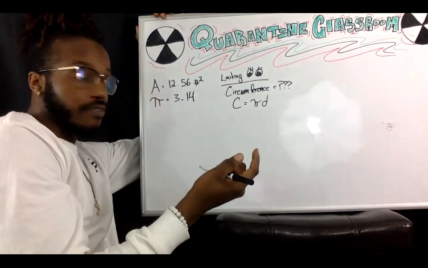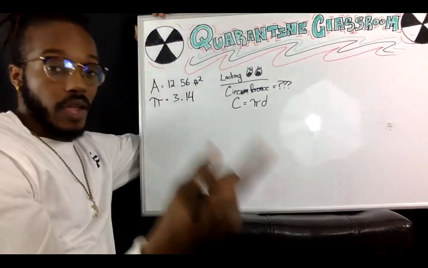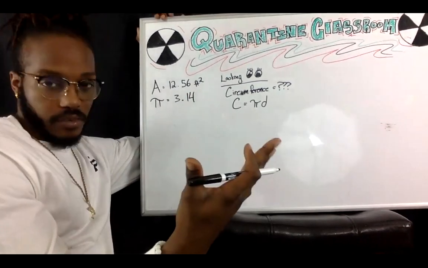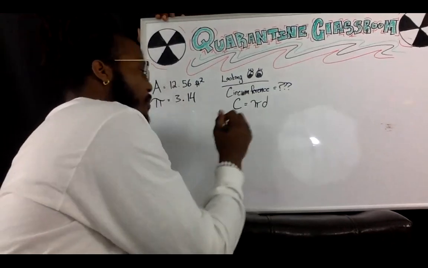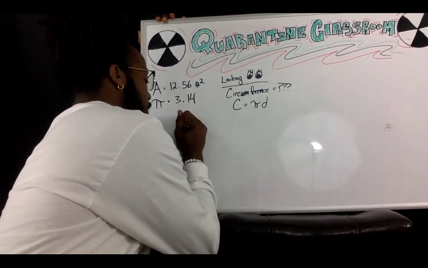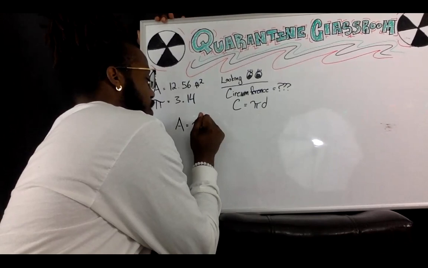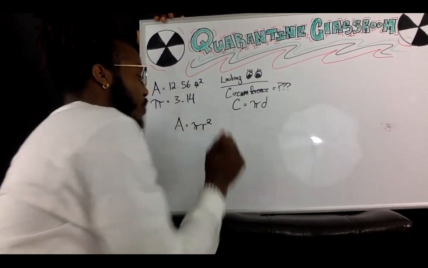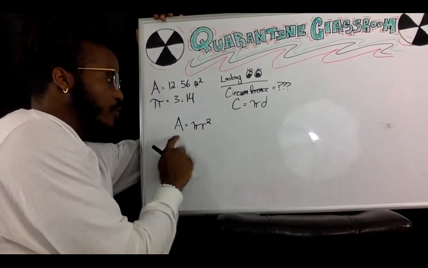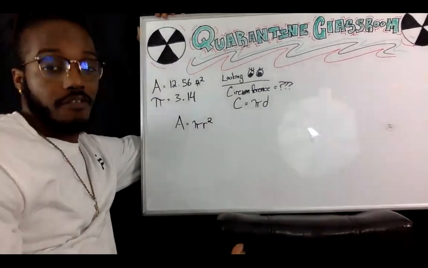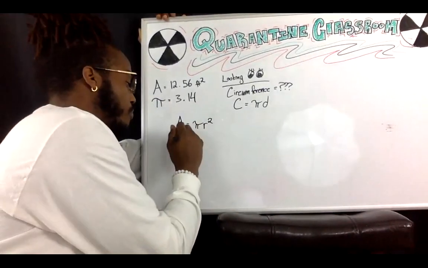Now, what can we do to find the diameter? Well, we can use the radius to find the diameter, but I don't have the radius either. That's fine. I have the area. The formula for area, if you remember, is area equals pi times radius squared. We don't have the radius, but we do have pi, and we do have the area. So I'm going to plug in the values that I do know.